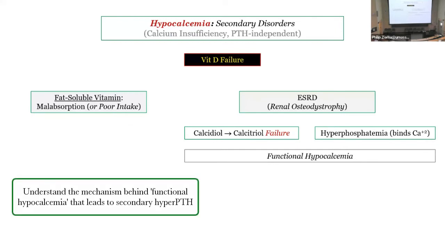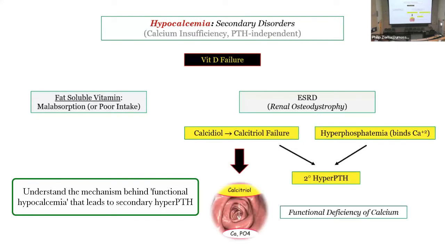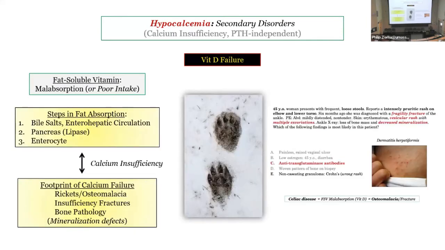And we've already alluded repeatedly to the renal osteodystrophy story. I'm telling you, it just doesn't want to go away. Now we understand about secondary hyperparathyroidism. But the point is, without calcitriol and with hyperphosphatemia, we wind up with this functional hypocalcemia. And I think this is where we're going to end. So the fat-soluble vitamin story, the malabsorption, that's going to be our next lecture. You have to understand the steps in fat absorption, and it brings us ultimately to the bony manifestations of that vitamin D failure. We'll cover those during MSK: rickets, osteomalacia, these bone pathologies.